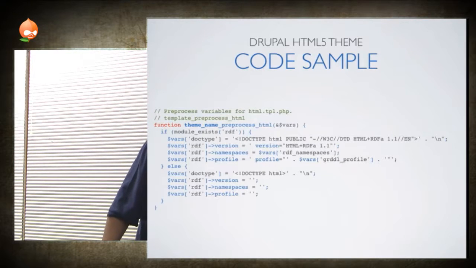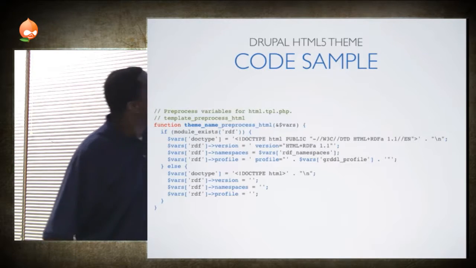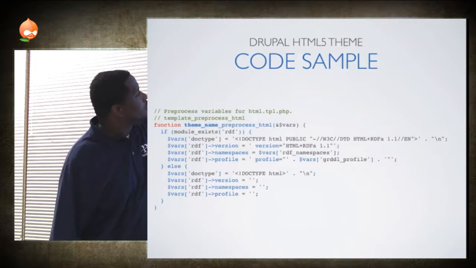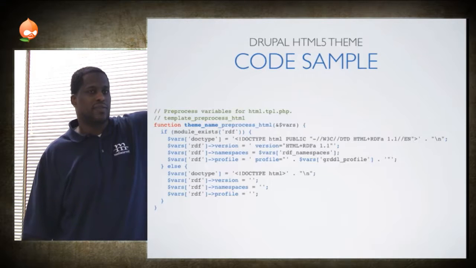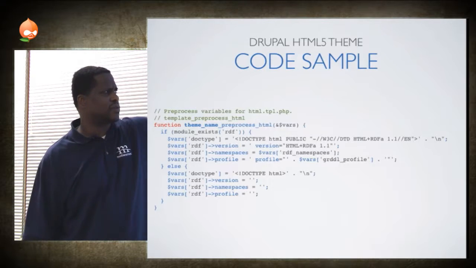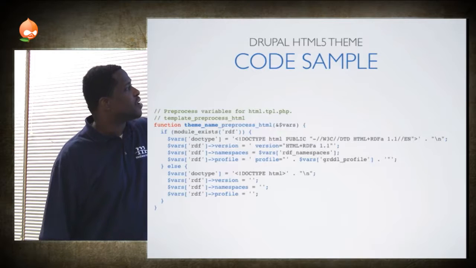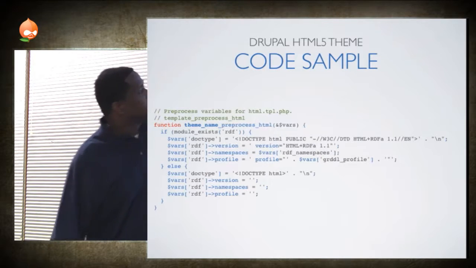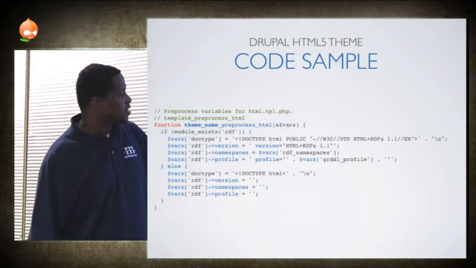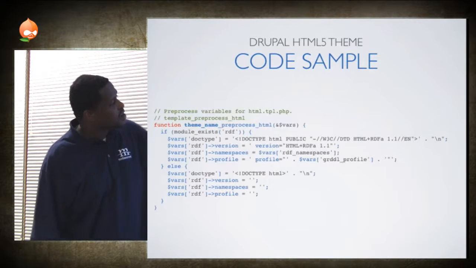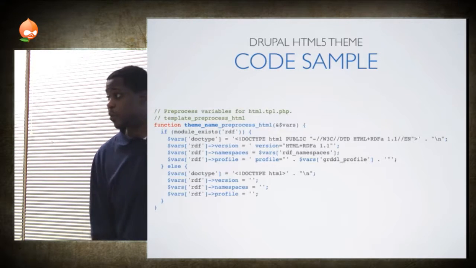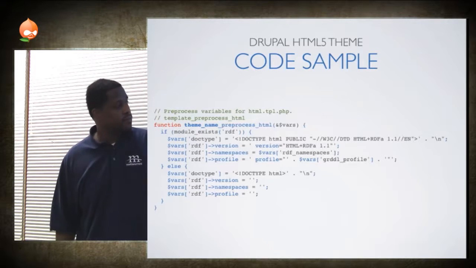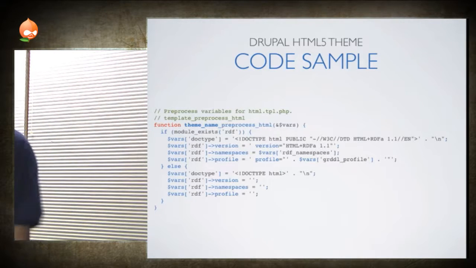Grab this template, and then you want to check to see if RDF, which is native in Drupal 7, exists. I think they stripped it out actually, maybe for some type of security reason. But if it does exist, then display this. If it doesn't exist, then go ahead and display the simple doctype we talked about earlier, and make everything else blank. Don't put any values in those variables.